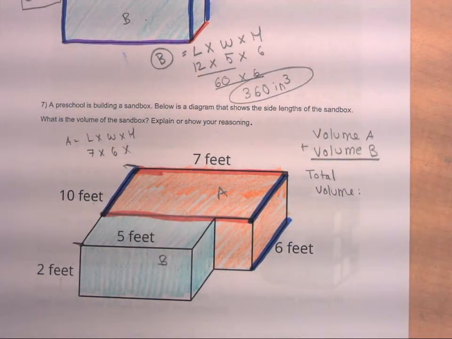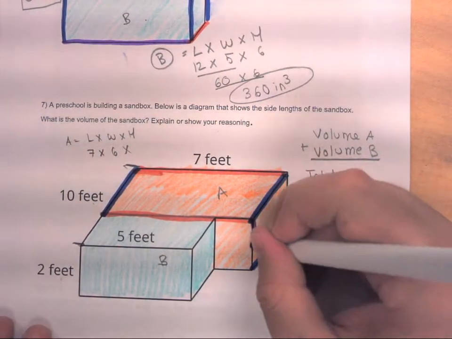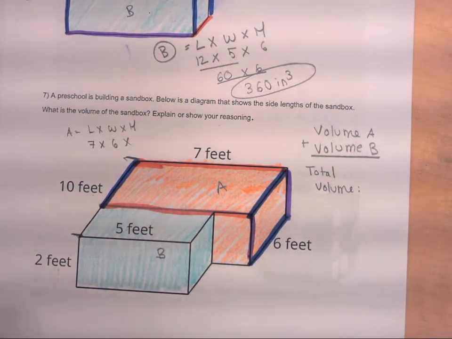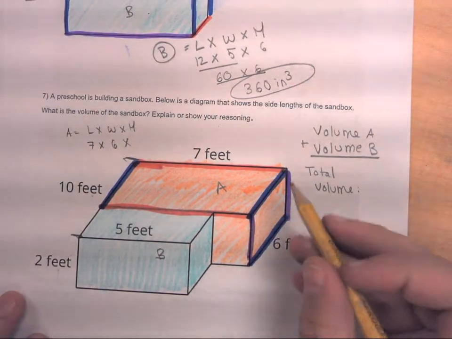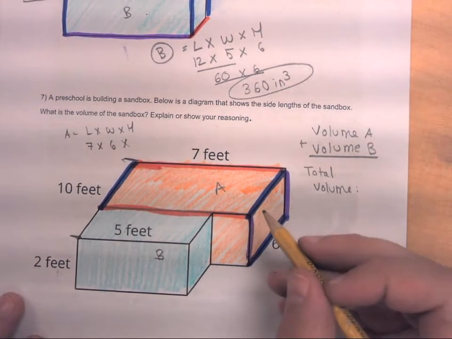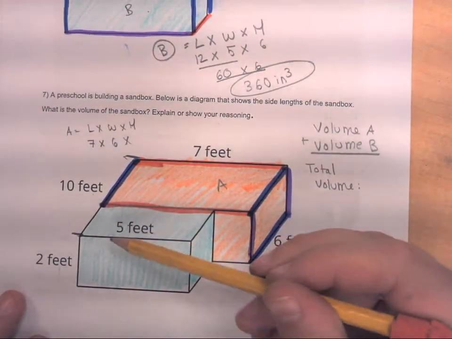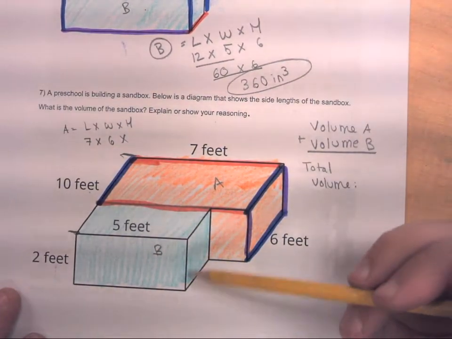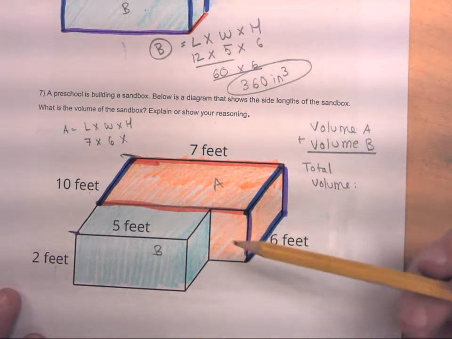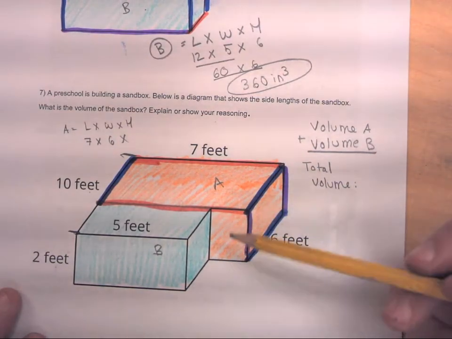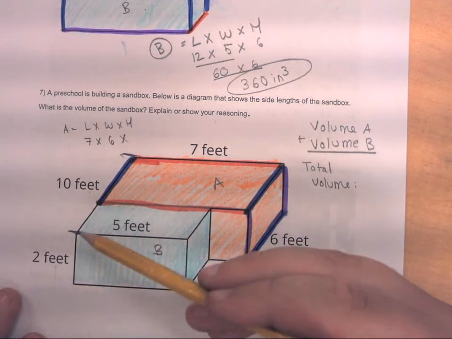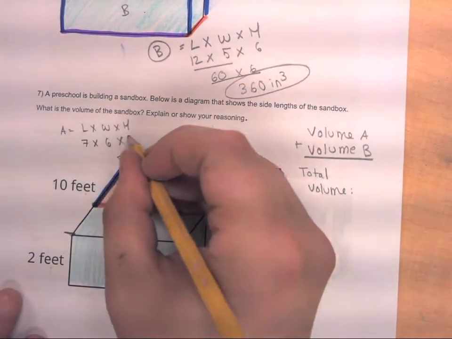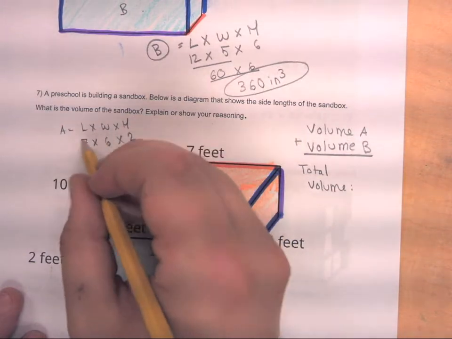And lastly, we must identify the height of A. And that is not labeled over here. But this height here for B is the same value for A. So the height for B is 2, so that means the height for A is also 2. All right.